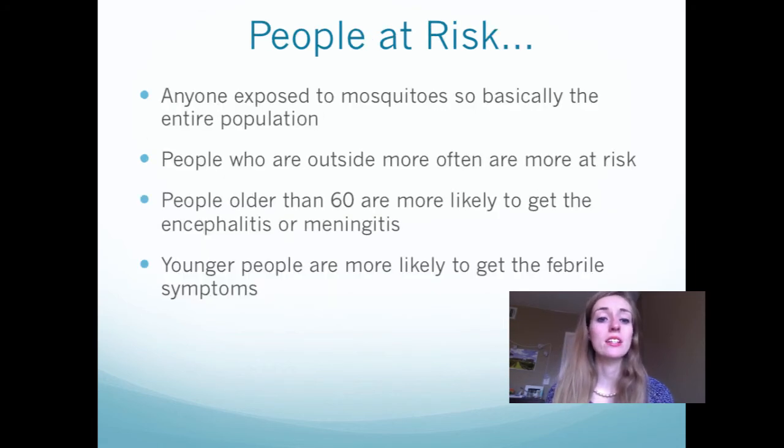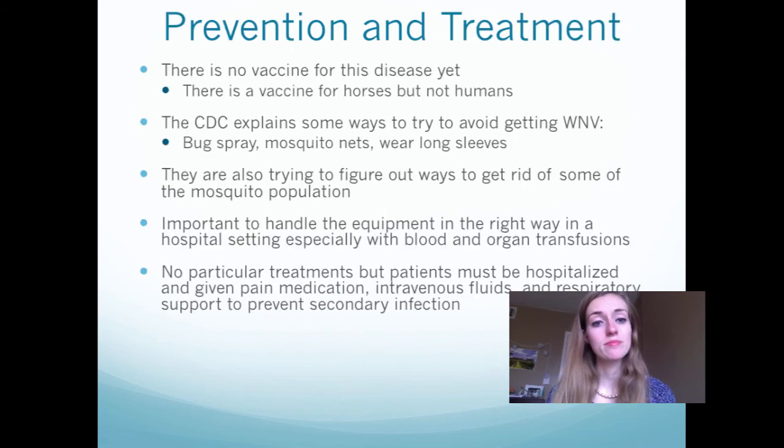So, people at risk. Basically, anyone exposed to mosquitoes is at risk of getting West Nile virus, so it's basically the entire population. People who are outside more often are also at risk. People older than 60 are more likely to get encephalitis or meningitis if they did end up contracting West Nile virus, and younger people are most likely to get those febrile symptoms if they contracted West Nile virus.